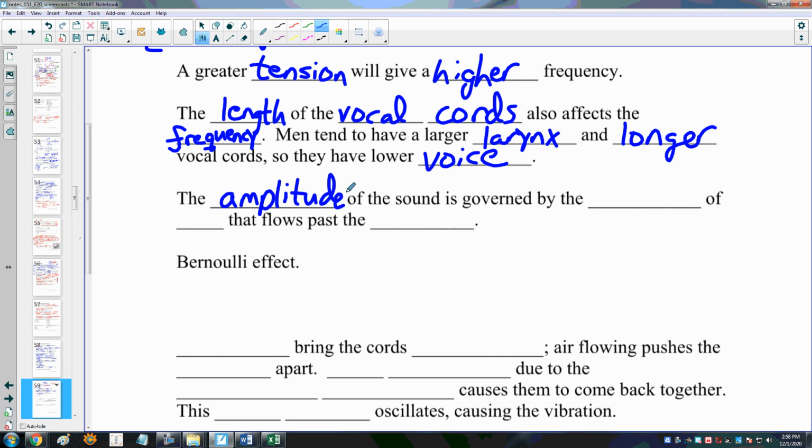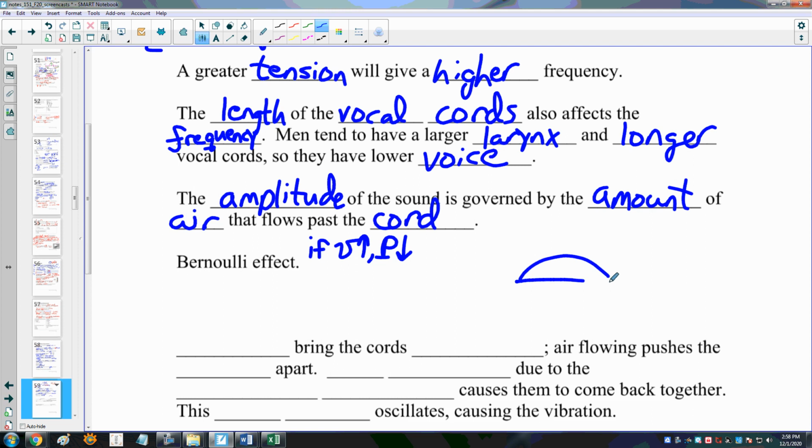The amplitude of the sound is governed by the amount of air that flows past the cords. All right, so let's remember what Bernoulli's principle said. Bernoulli's effect says that if the velocity of a fluid goes up, the pressure of that fluid goes down. And we saw this in an airplane wing.